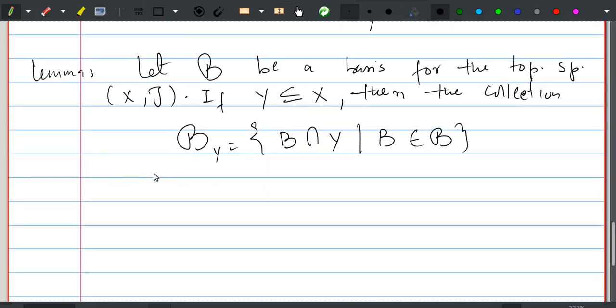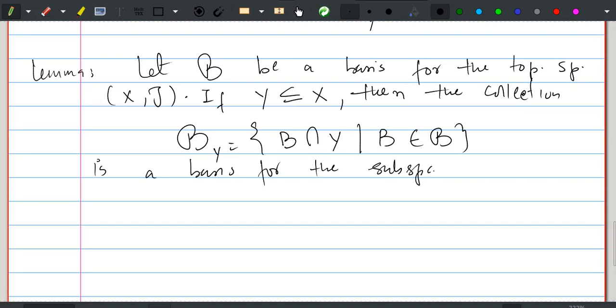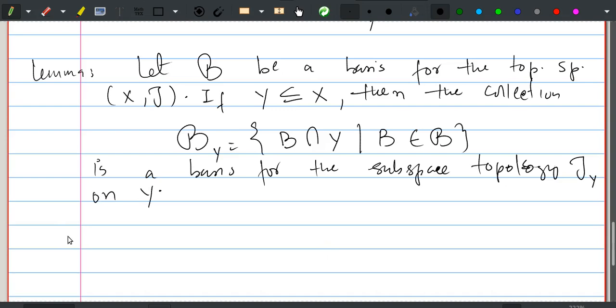So then the sub collection is a basis for the subspace topology T sub Y on Y. So let us prove this.